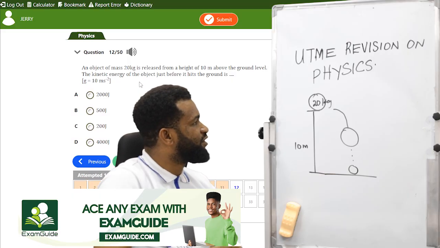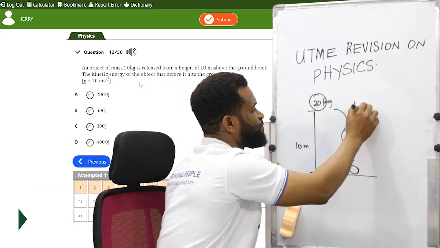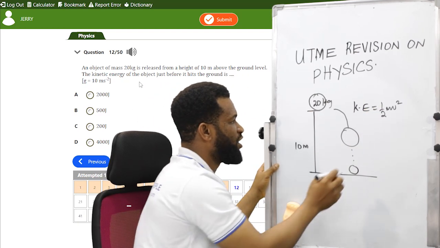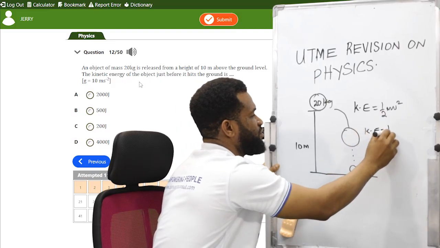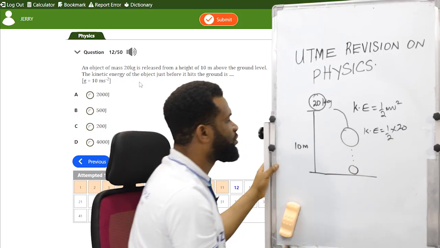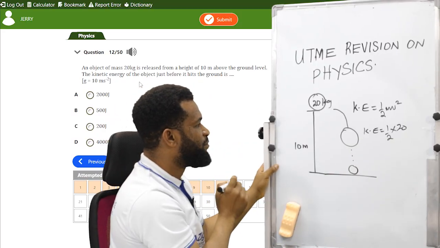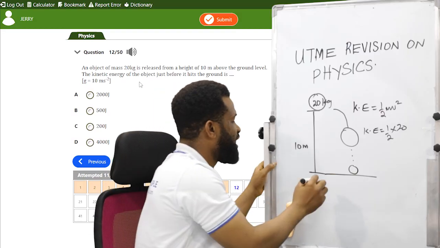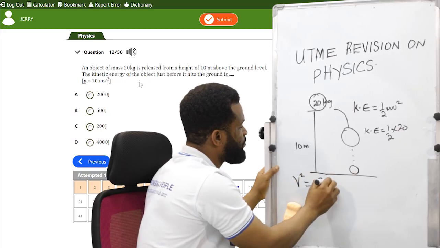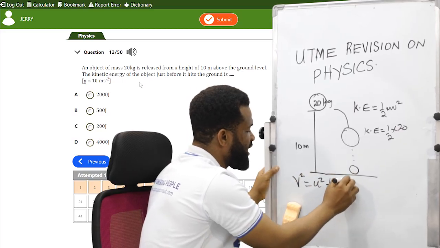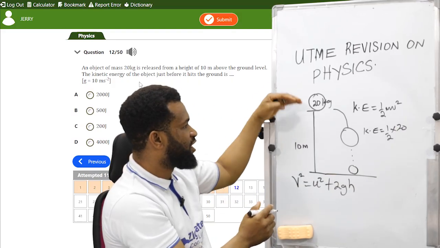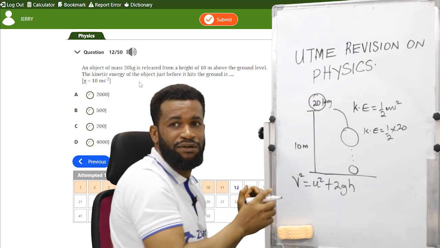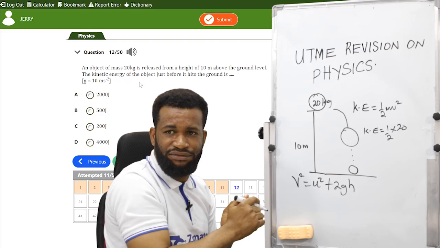In this case, we know that the kinetic energy of the body is given as half mv squared. Then we know that we already have the mass of the body, times the mass is 20. What we don't have is the velocity. Now remember that whenever a body is released from a height, the best formula of motion is given as v squared is equal to u squared plus 2gh. Remember, I'm using g now because gravity is involved. So in this case, it started from rest. Therefore, u is going to be 0.